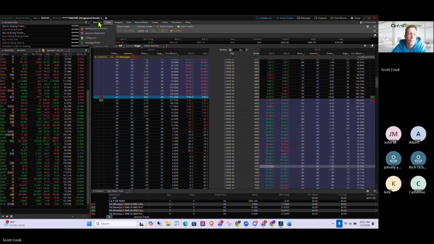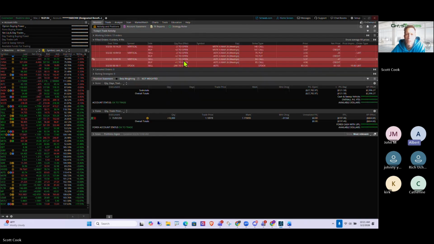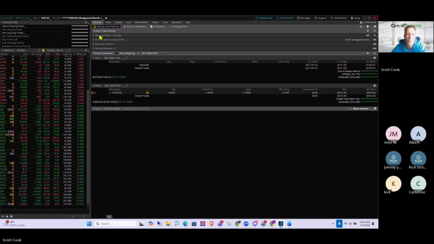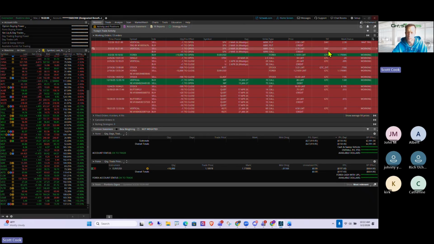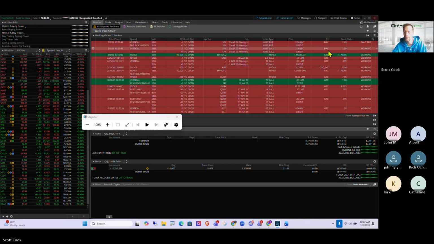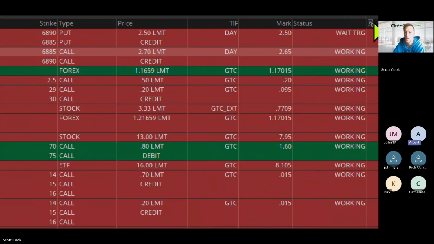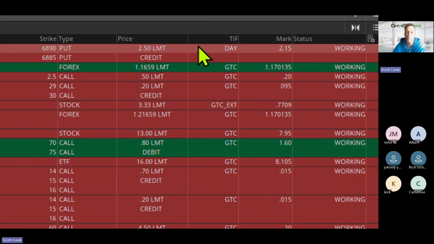Now, here is the trade to get me into the SPX. Get me into a vertical, a bear call spread with a credit of 270. And I'm going to zoom in so you can see this. There we go. Just got my 270 credit.